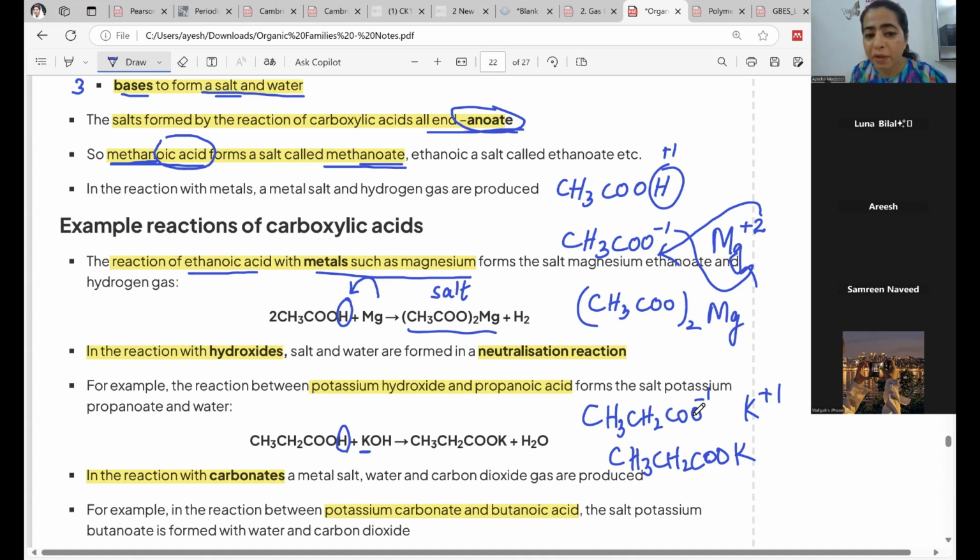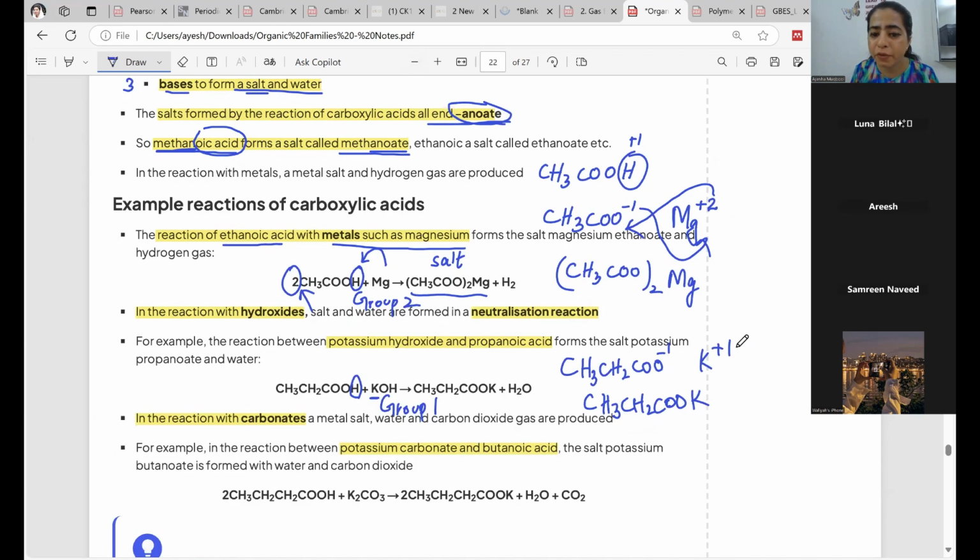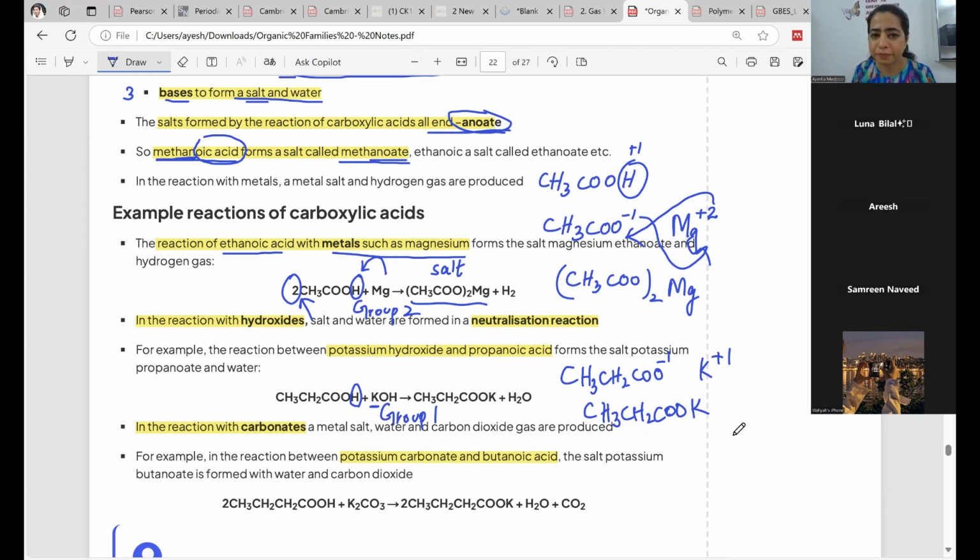In summary, if you don't want to do this whole thing, no need. You can remember that whenever you have a group 2 metal, 2 of the acid parts will come in the bracket. And whenever you have a group 1 metal, only 1 acid part is needed because the charge is the same, +1 and -1. I hope this point is clear to everyone. Any question from this one? Or is it clear?